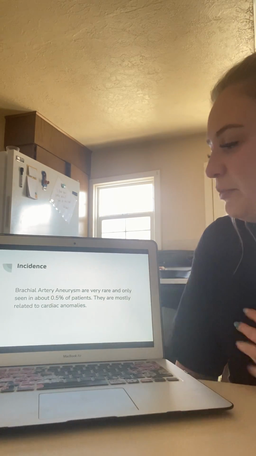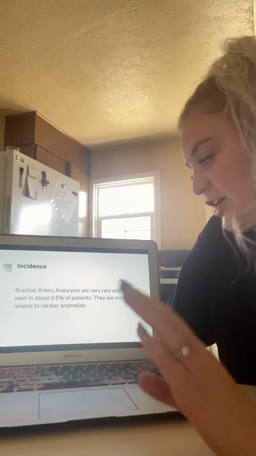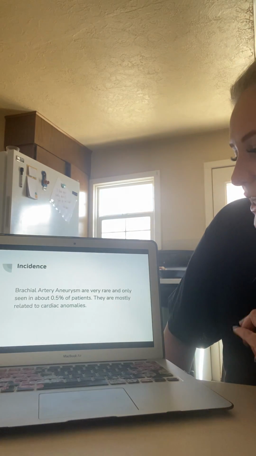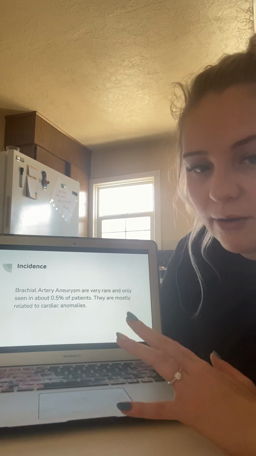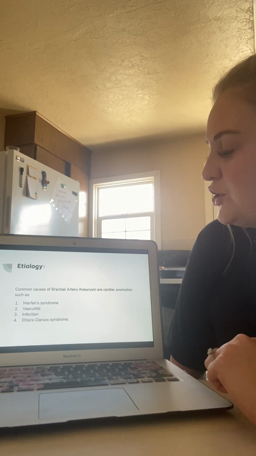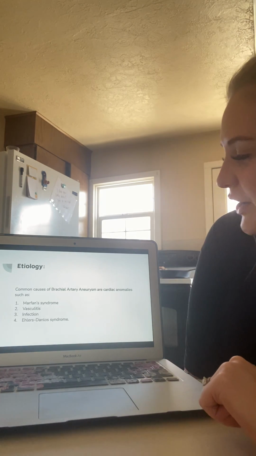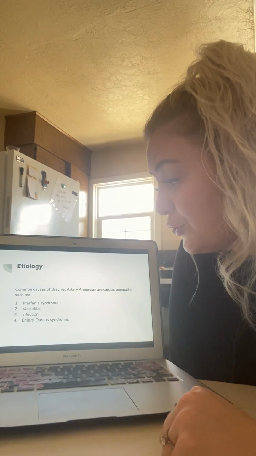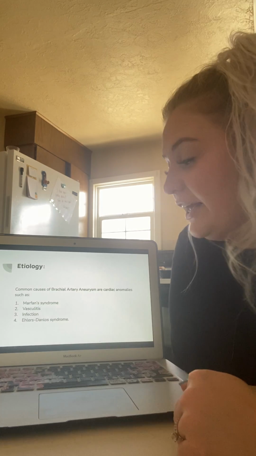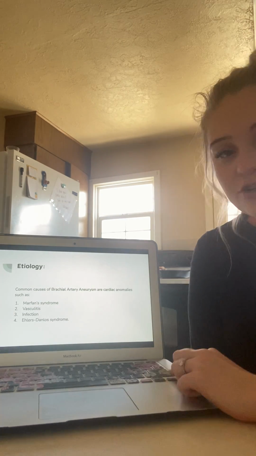So incidence. Brachial artery aneurysms are actually very rare and only seen in about 0.5% of patients. They are mostly related to cardiac anomalies. So etiology. Common causes of brachial artery aneurysm are cardiac anomalies such as Marfan syndrome, vasculitis, infection, and Ehlers-Danlos syndrome.